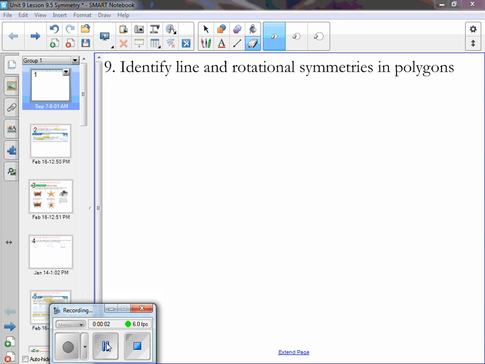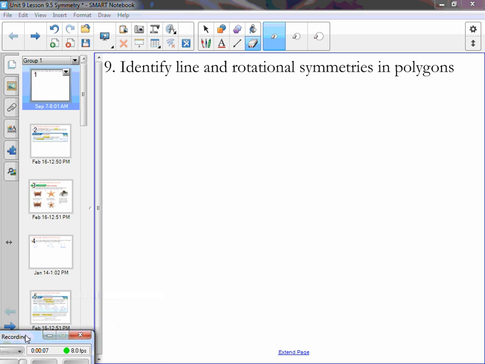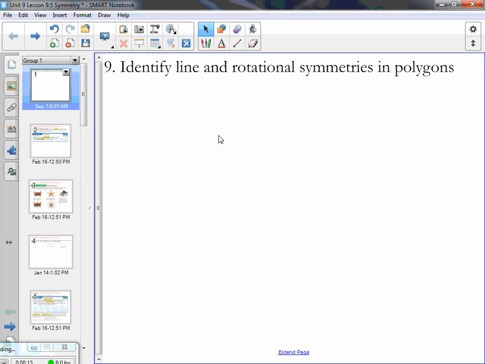We're going to talk about symmetry, starting on page 650. On page 653, we're going to have one learning target with two parts. We're going to identify line and rotational symmetries in polygons. So we're going to identify line symmetry, and we're going to identify rotational symmetry in polygons.